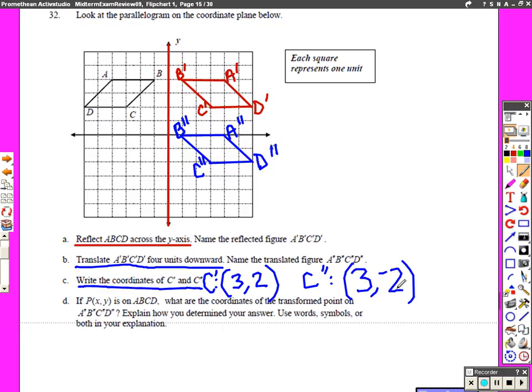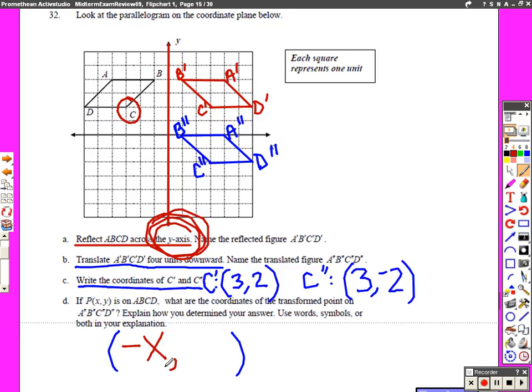Last part. If the point was at x, y before, what is the point now? Okay, this is easier than you think. All you have to do is take x and y and do to them what we did. So let's start with what we did in red. To start with point C, it used to be at negative 3, 2. It switched to be at 3, 2 because to flip over the y-axis, you negate x.